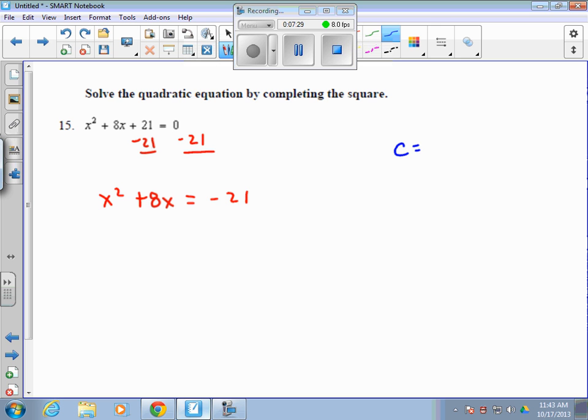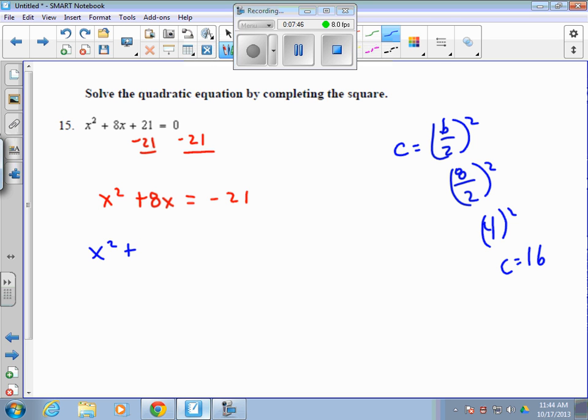Remember, c, again, just like the last one, is b over 2 squared. So we have a value for b. It's 8 over 2 squared. 8 over 2 is 4, squared. So our c value is 16. So now we have x squared plus 8x plus c, meaning plus 16, equals negative 21. Since we added 16 to the left, we have to put plus 16 on the right or our balance will be off. Now we have a perfect trinomial here, x squared plus 8x plus 16, because we can take the square root of x squared and get x, and we can take the square root of 16 and get 4.